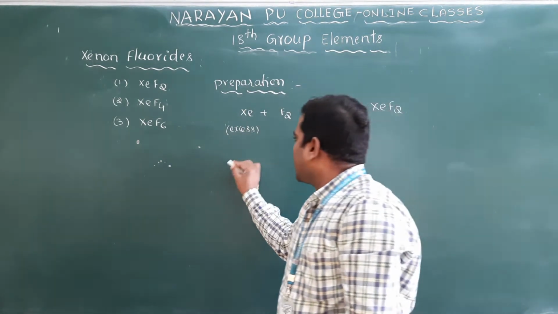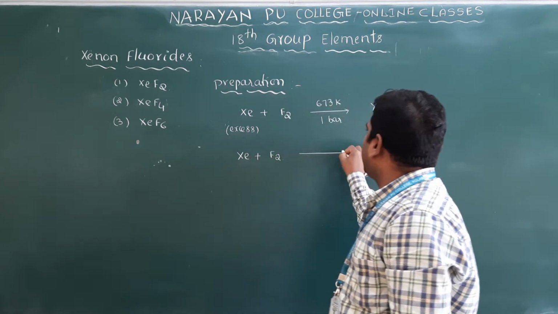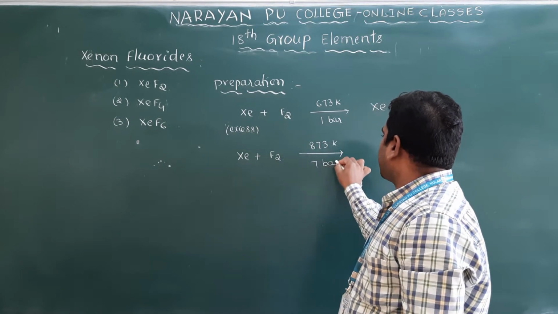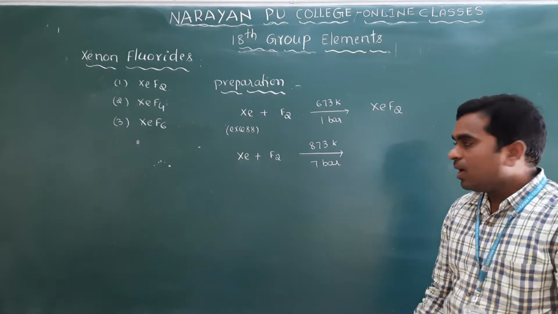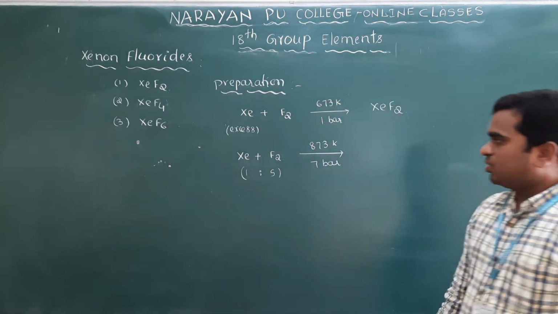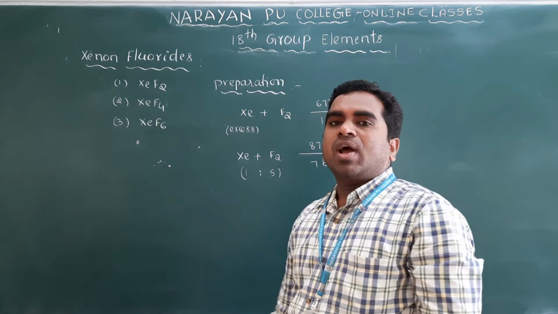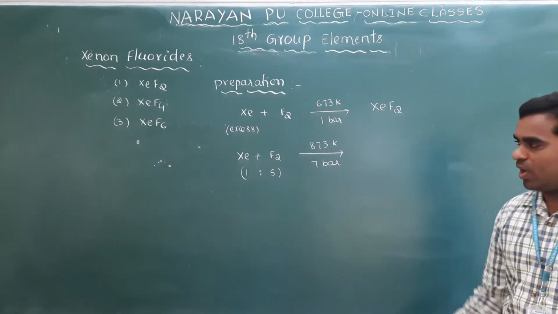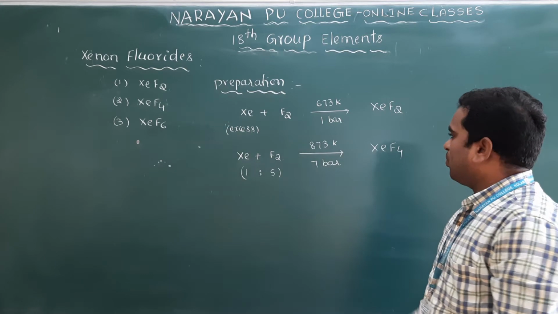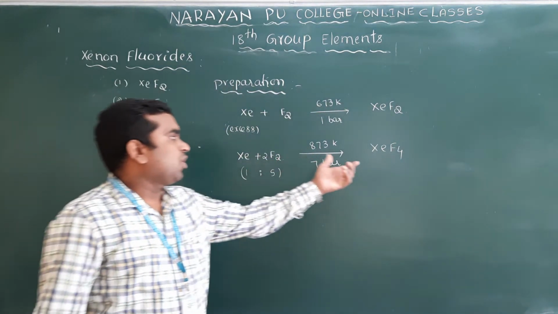The next one: xenon plus F2, at 873 Kelvin and 7 bar pressure. Maintain 7 bar pressure, and take a 1:5 ratio. If you take 1 mole of xenon and 5 moles of fluorine, then you will get the compound XeF4, xenon tetrafluoride.